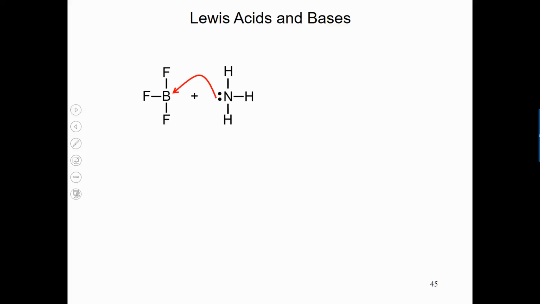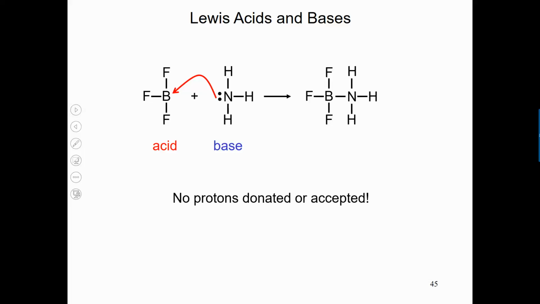All right, so here we go. Boron has the electron deficiency, ammonia is going to attack it, and you get the combination of those two things. Okay, that's kind of organic chemistry right there, a lot of it. This is your acid, this is your base. No protons are donated or accepted, right? So no hydrogens were shifted around here. So that's why we have to come up with another definition for these types of reactions as to what is the acid, what is the base in this.